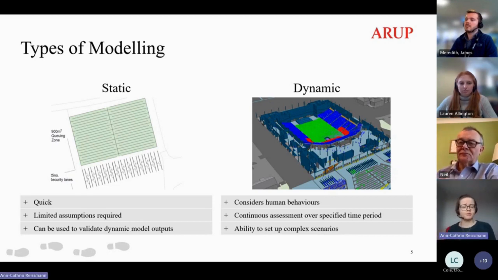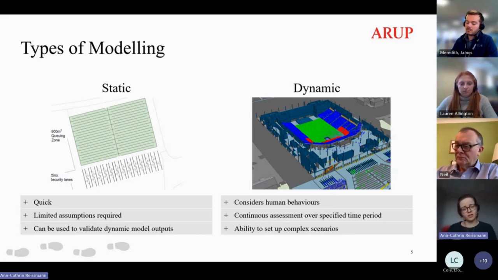It requires limited assumptions, typically just the number of people you want to have in a space and what level of service is acceptable. It can also be used to validate your dynamic model outputs, which is always a handy one to do just to sense check what you've been doing. However, static modelling, as the name suggests, is static. You can't look at any longer time periods, and that's where dynamic modelling comes in.